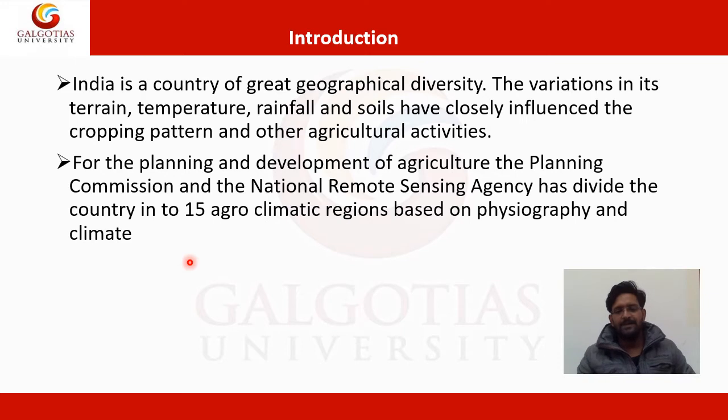So for the planning and development of agriculture, the Planning Commission and the National Remote Sensing Agency, these two important agencies of India, have divided the country into 15 agroclimatic regions based on their physiography and climate. So if you look over the whole of India, it has been divided into 15 climate regions from an agro point of view.